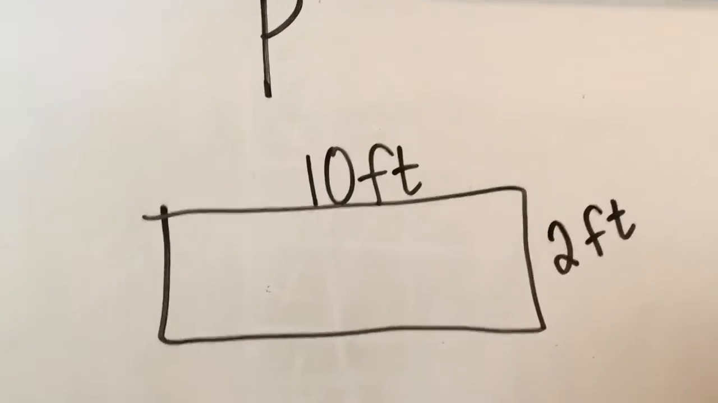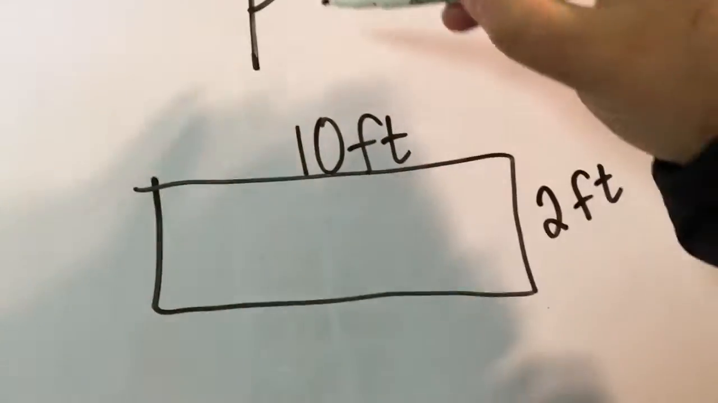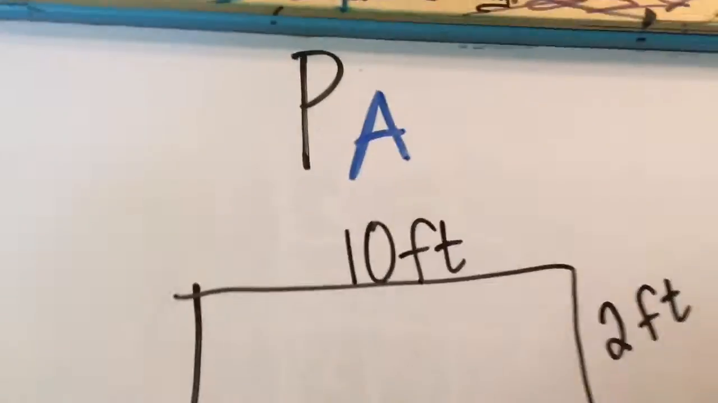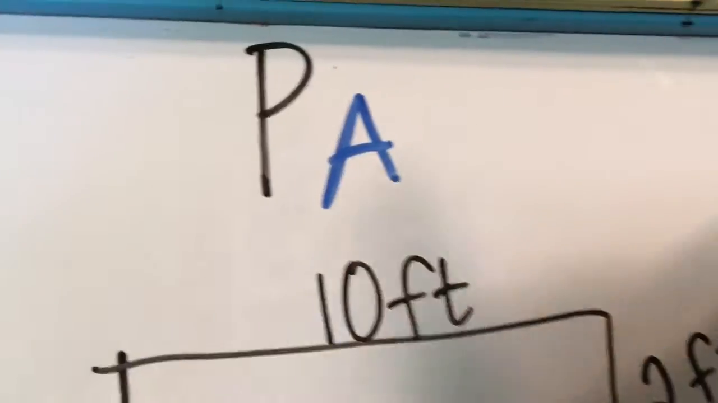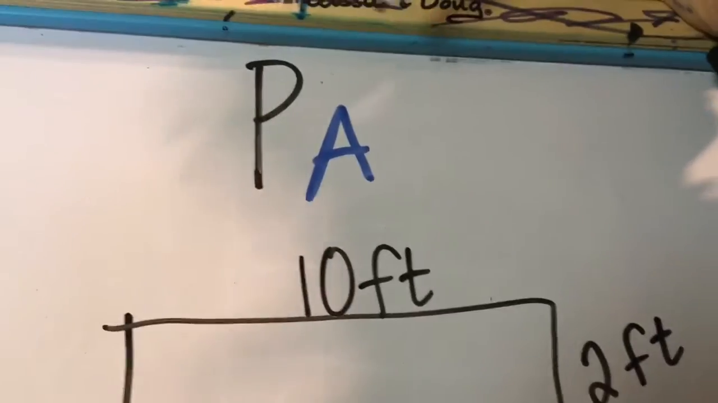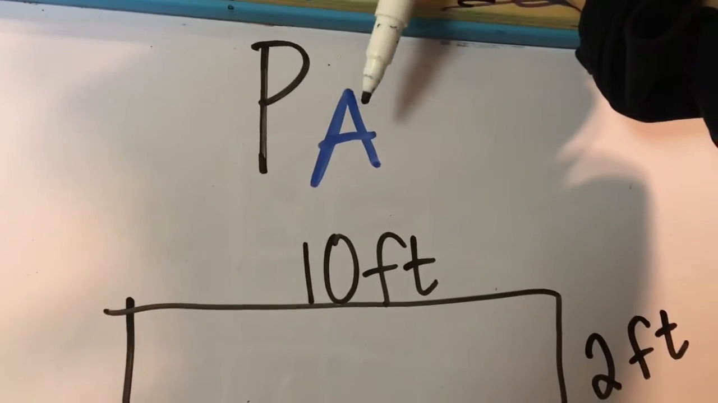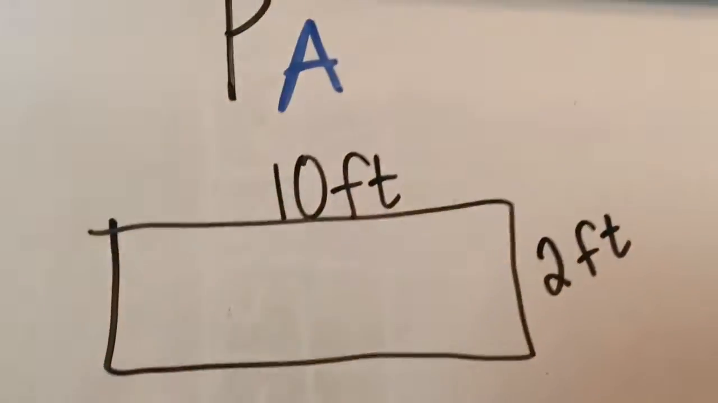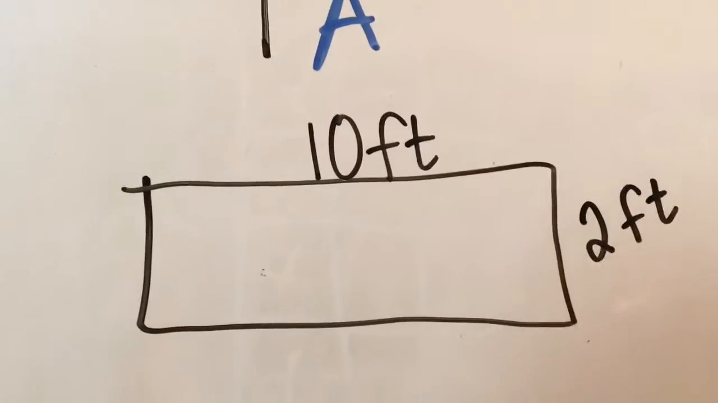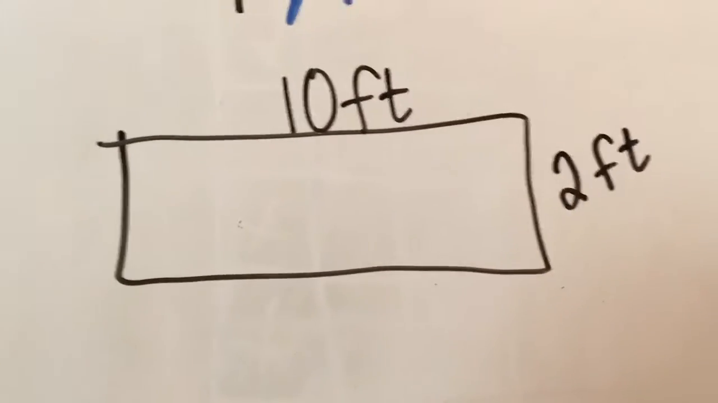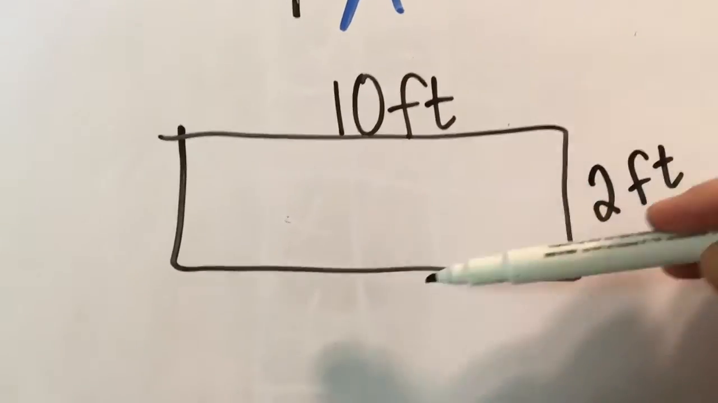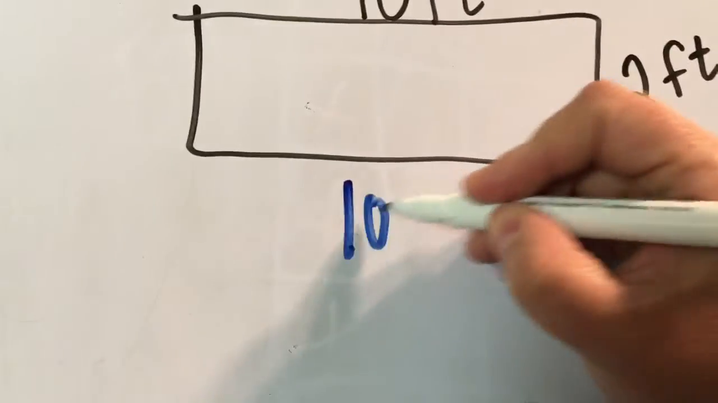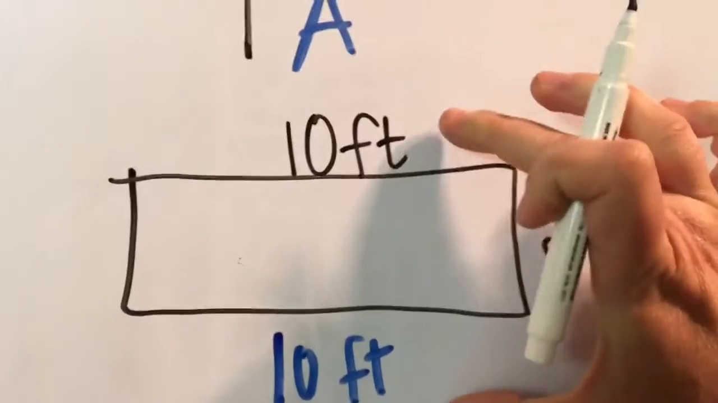So remember, area we multiply, perimeter we add. So perimeter we add, and I like to just say that we live in Pennsylvania. The abbreviation for Pennsylvania is PA, so perimeter we add. Okay, so perimeter, you're gonna add all of the sides together. But wait, they've only given me 2 sides. So if this is 10 feet long, then this also is 10 feet long because they're the exact length.